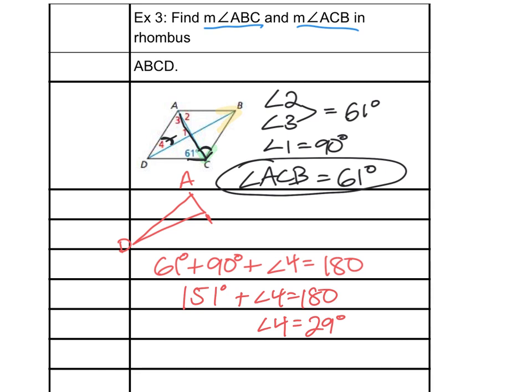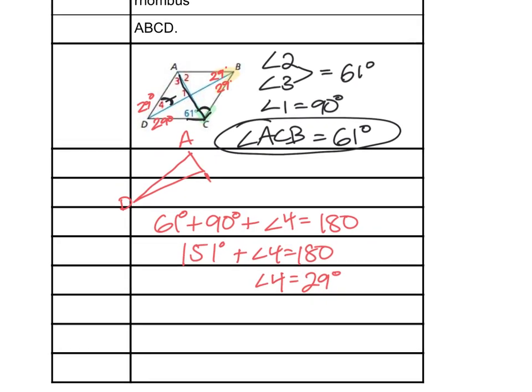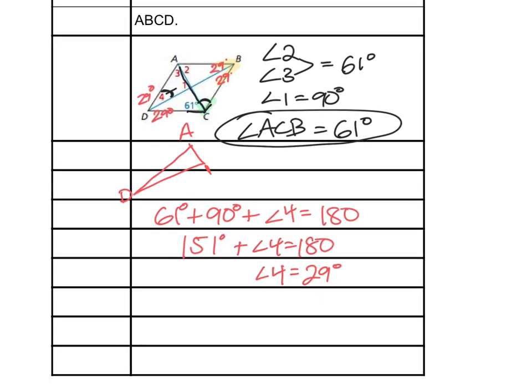Okay, so angle 4 has to equal 29 degrees, which means the angle that is adjacent to it also has to equal 29 degrees. And then also on the opposite diagonal, so 29 degrees, 29 degrees. So if I want to find angle ABC, I just have to add 29 plus 29, which would equal 58 degrees.